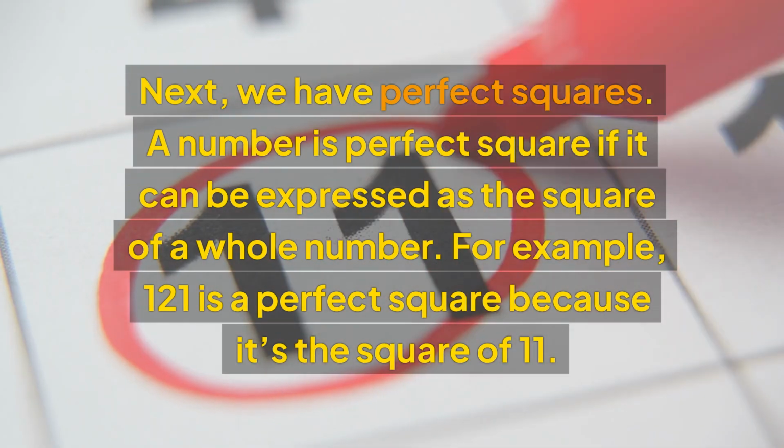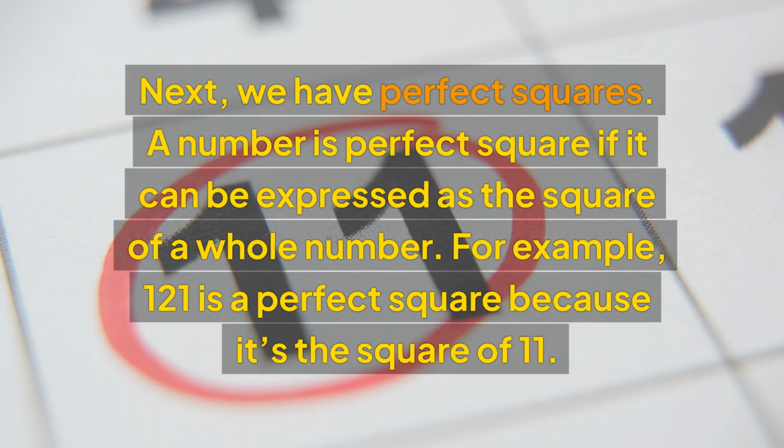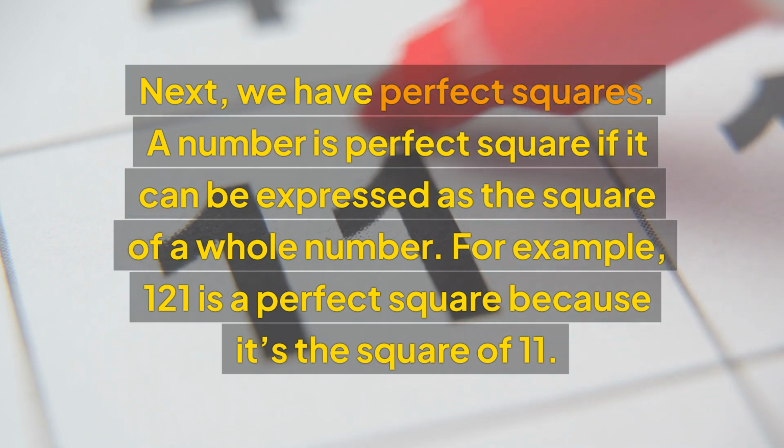Next, we have perfect squares. A number is a perfect square if it can be expressed as the square of a whole number. For example, 121 is a perfect square because it's the square of 11.